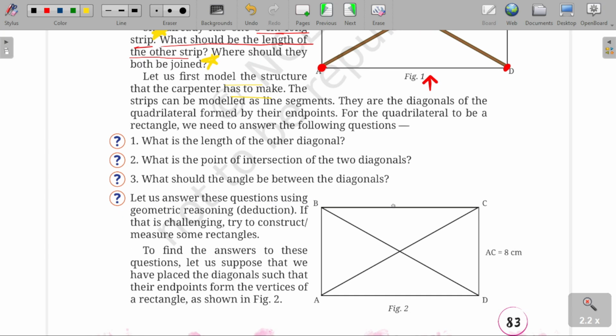This is the structure. The carpenter has to make the structure of two strips which are crossing each other. The strips can be modeled as line segments. They are the diagonals of the quadrilateral formed by their end points.